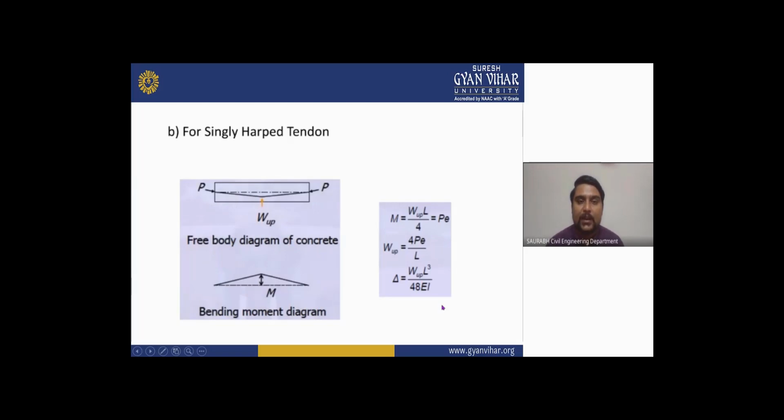For a single harped tendon, it is showing the free body diagram of concrete and bending moment diagram. Here M will be equal to w u L upon 4. It will become P e, and w u is equal to 4 P e upon L. And here the result will be delta is equal to w u L cube upon 48 E I.